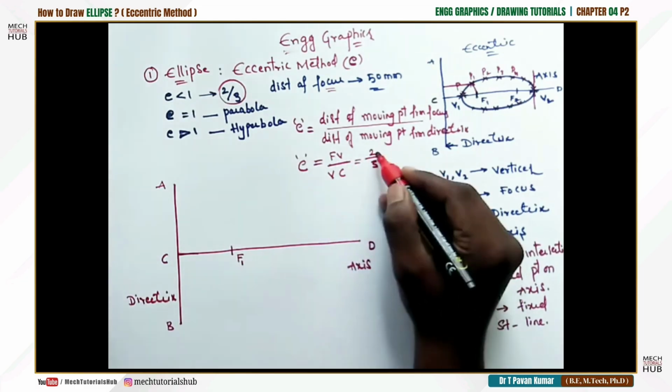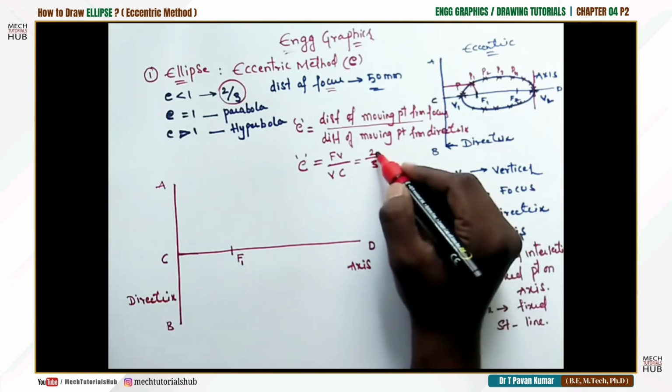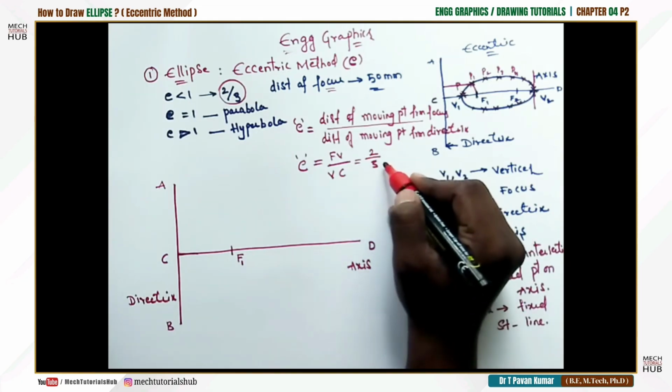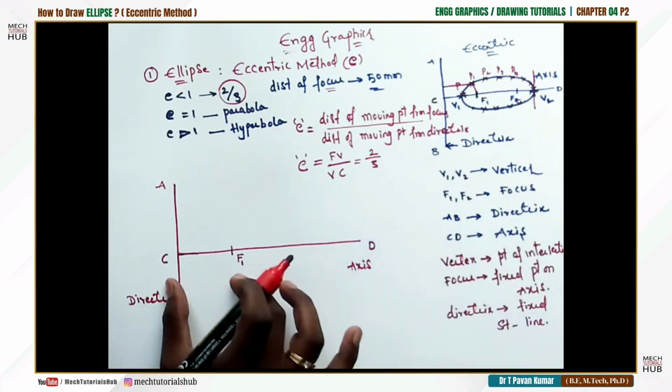If you add up the above and below, 2 plus 3 overall is going to be 5. Now we need to divide this CF1 into 5 parts. What is that?